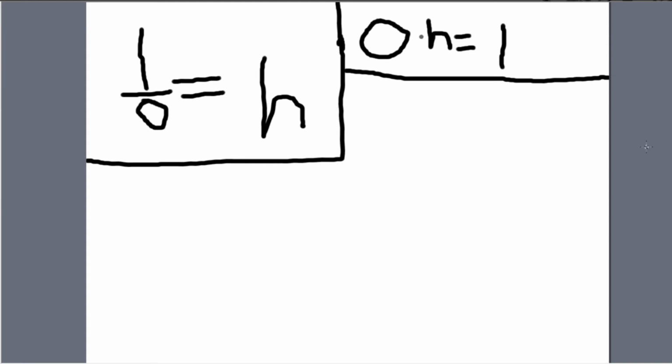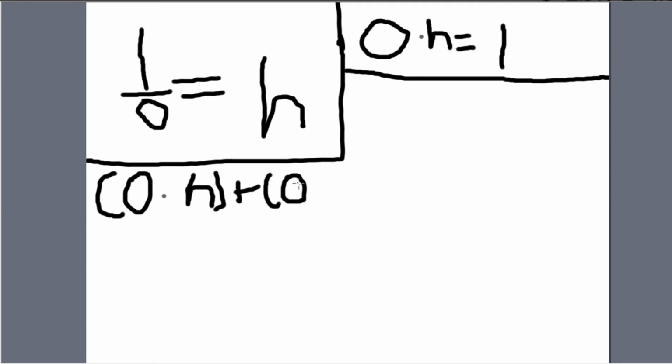So, by that logic, if 0 times h equals 1, then 0 times h plus 0 times h, that is an h, and this is a 0, it's not an o, should equal 2, because each of these is equal to 1, as we proved up here. We defined it that way.